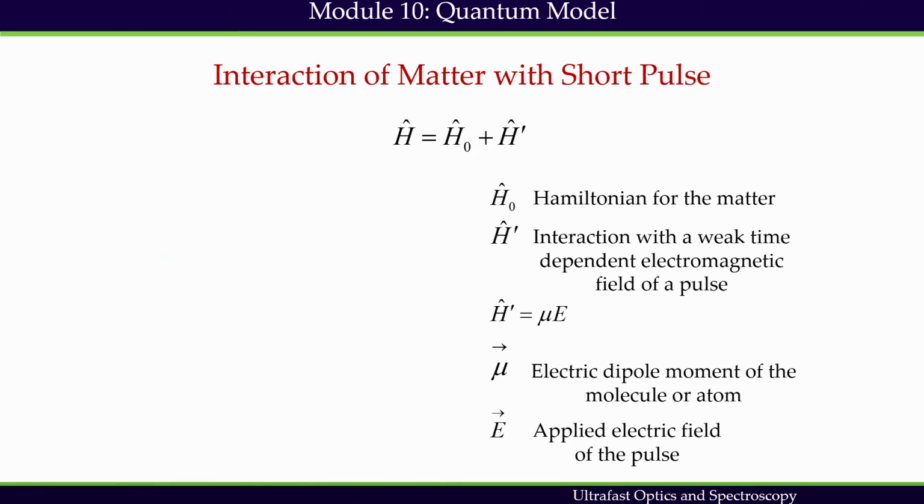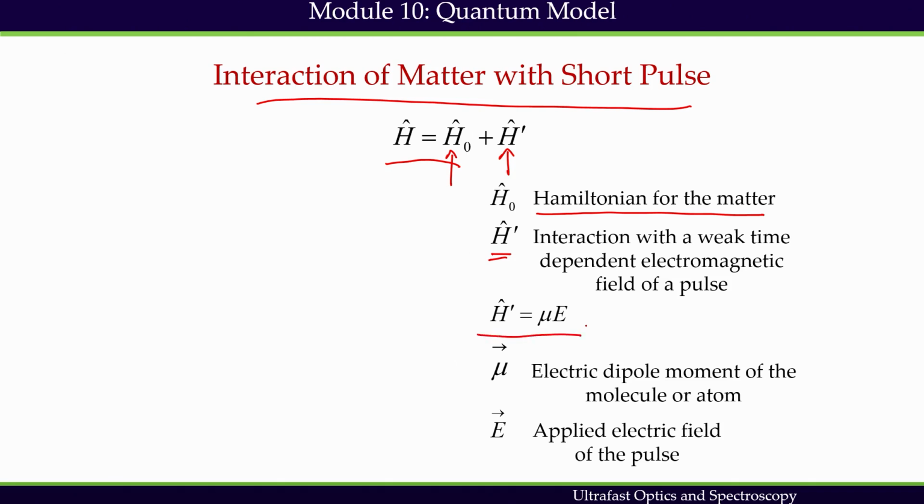Now, we will look at how to think about the interaction of matter with a short pulse. For any light matter interaction, we always decompose the total Hamiltonian into its components without perturbation and with perturbation. Both components will contribute. So, H naught is the Hamiltonian for the matter without the interaction, and H dash is the interaction Hamiltonian interacting with the electromagnetic field of the pulse, which is represented by mu E, and E is the applied electric field of the pulse. We know how to represent such a pulse in the time domain.